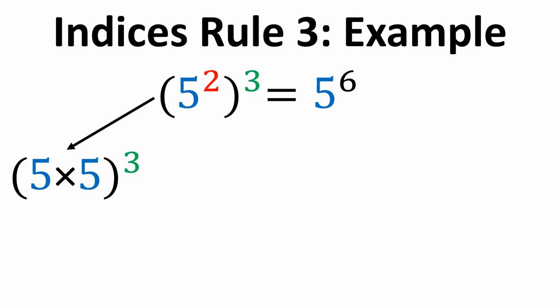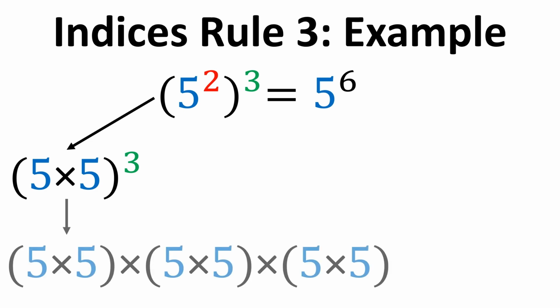If we expand this out then, 5 to the power of 2 is 5 times 5, and then because that's to the power of 3, we have that 3 times. So what we end up with is 5 being multiplied by itself 6 times. Hence we have 5 to the power of 6.